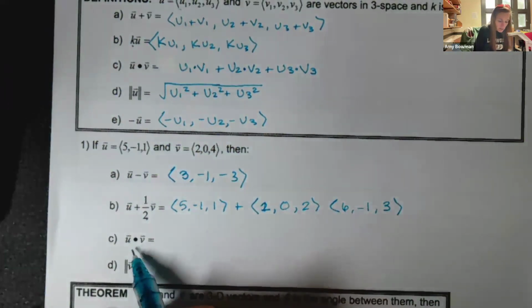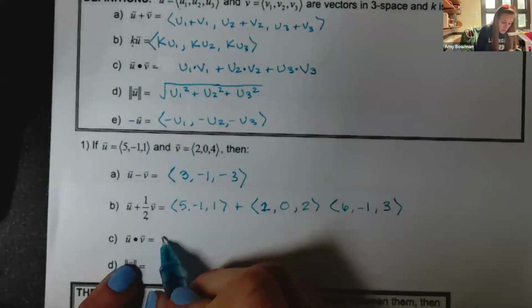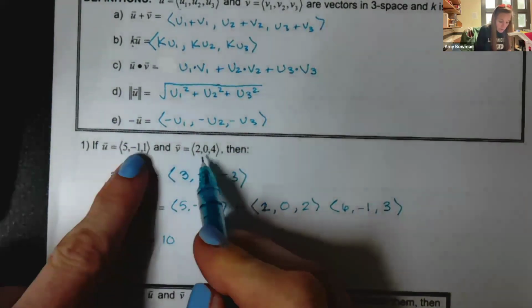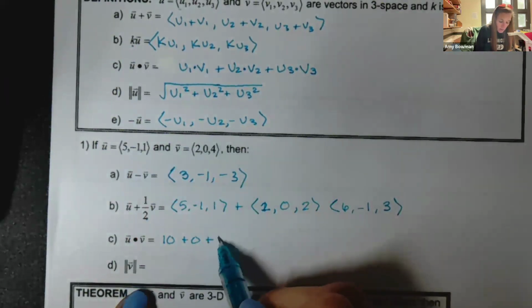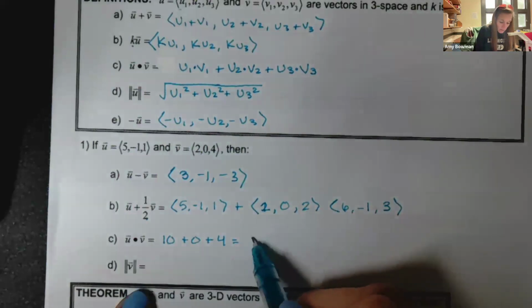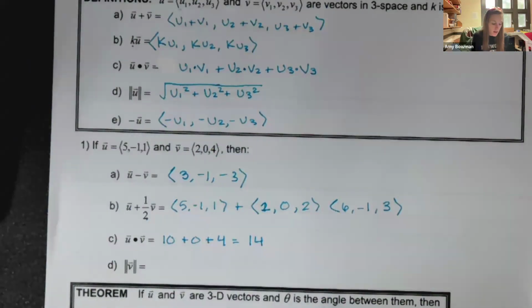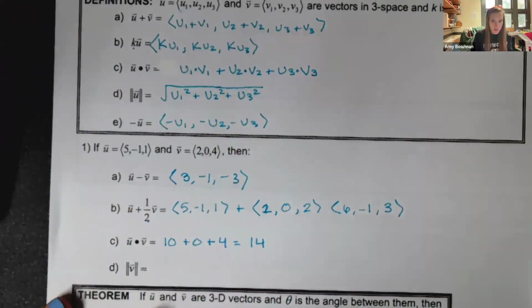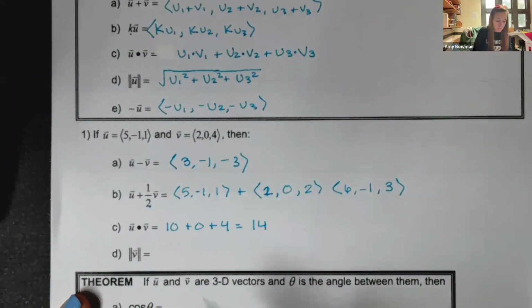Then we've got the dot product of u dot v, so we'll have 5 times 2 plus negative 1 times 0 plus 1 times 4. So these two vectors have a dot product of 14. So right away we know those are not orthogonal. We'll get to that in a minute, but orthogonal vectors in 3D space are also determined by having a dot product of 0.